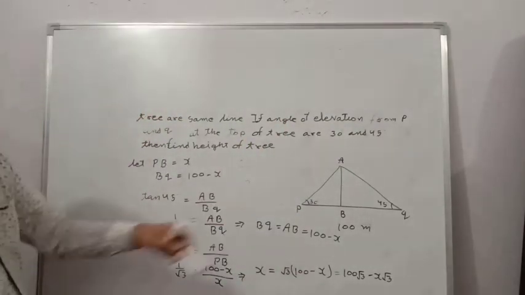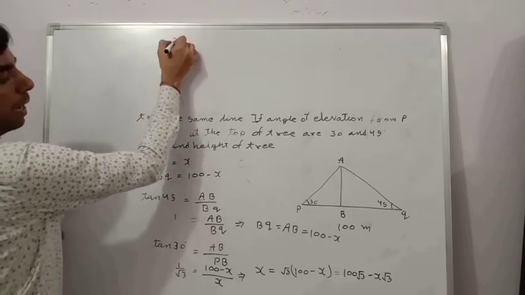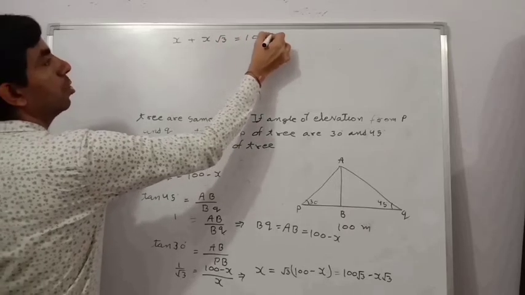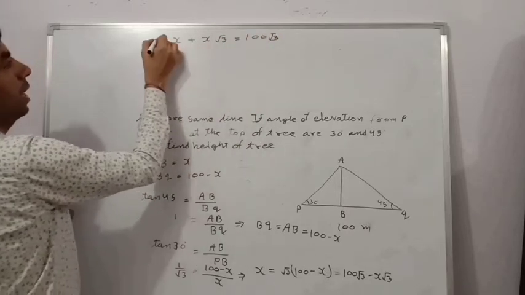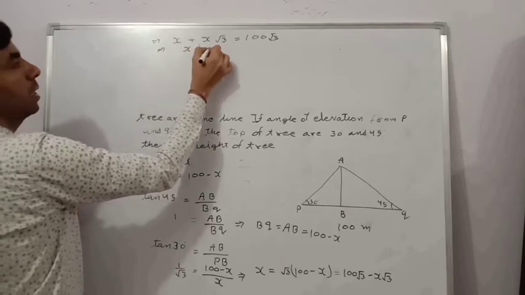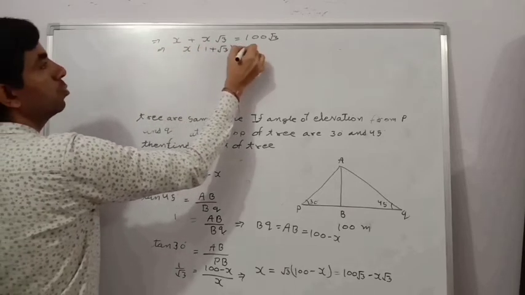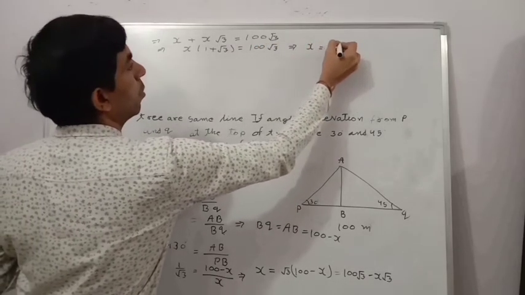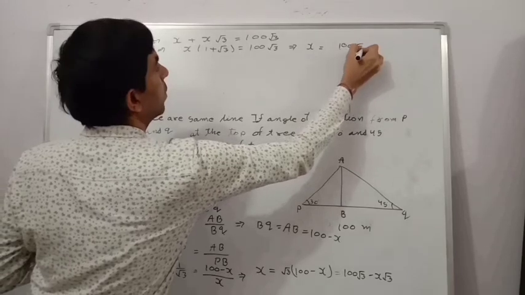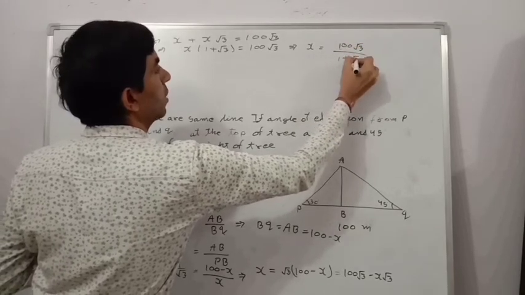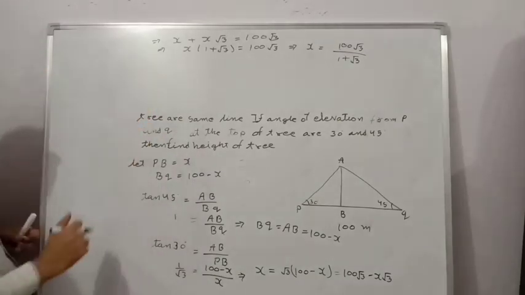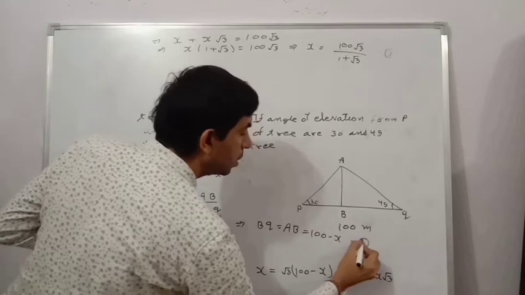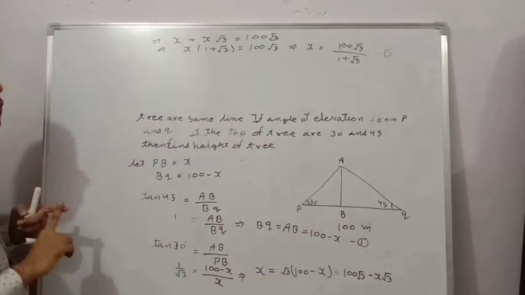Solving it, I take the X on the same side. Then we get X plus X root 3 equals 100 root 3. Take X common. We get X times 1 plus root 3 equals 100 root 3. This implies that X equals 100 root 3 upon 1 plus root 3. We know the value of X. Now we put this value in the first equation, 100 minus X. Then we get the value of AB.